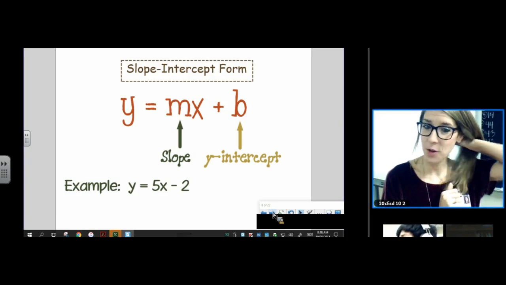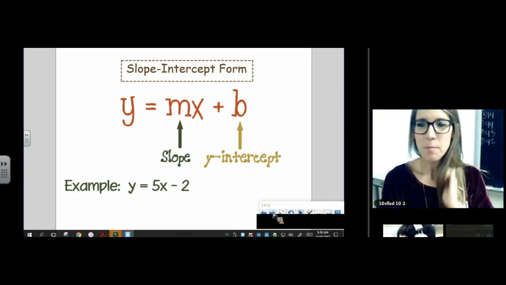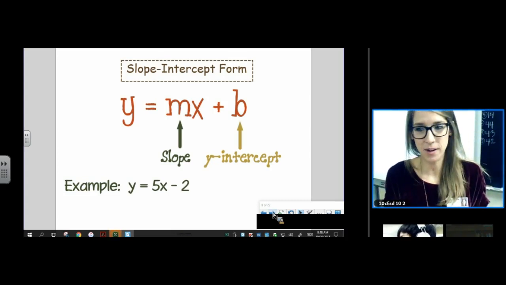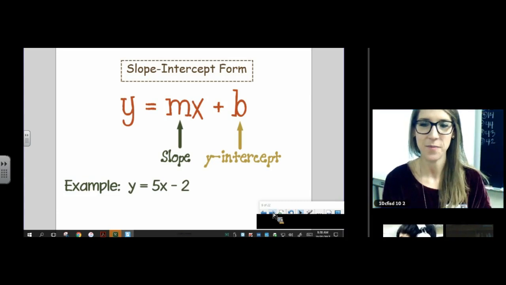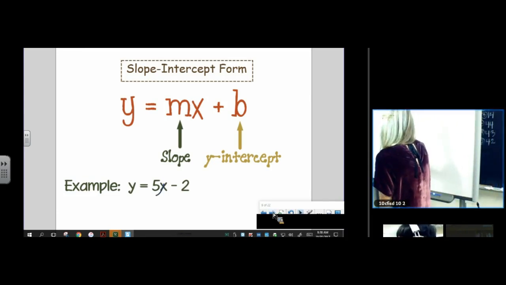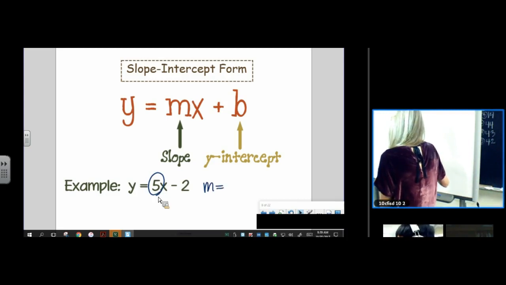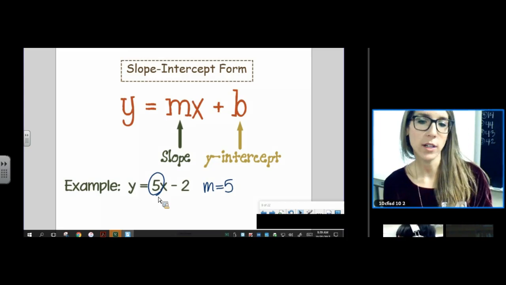When you're in slope-intercept form, I know, it's a review, I know. But some people pretend they've never seen it before, so we need to pretend that they have forgotten over the summer, okay? When it's in slope-intercept form, the beautiful thing is the slope is right there. It's the coefficient of the x, so you don't have to do any work to find the slope.